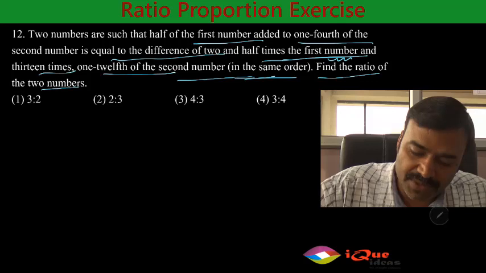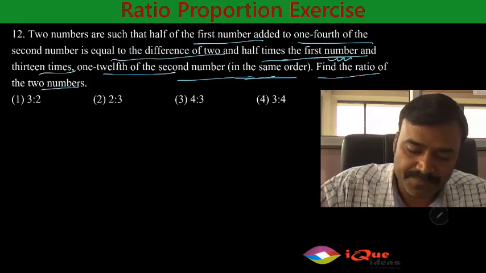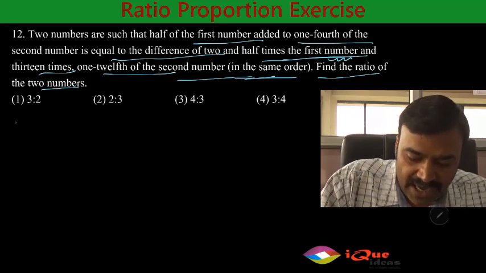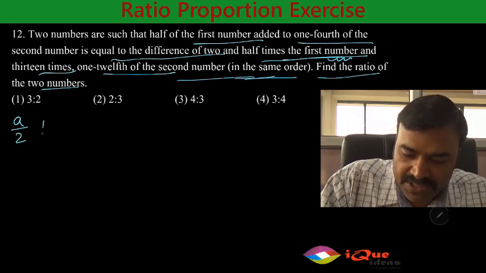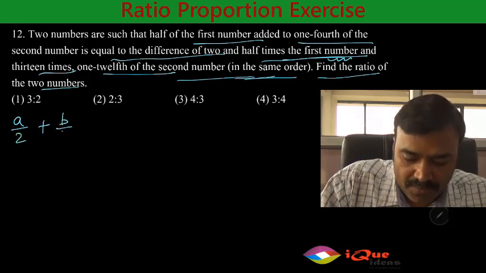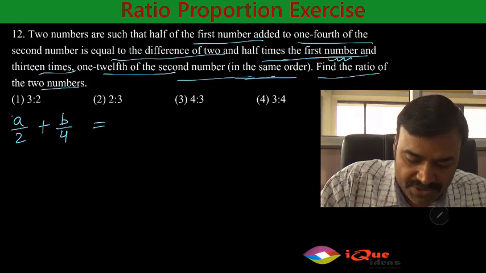Find the ratio of the two numbers. Perfect. Let's say the numbers are a and b. The first information says half of the first number, so a by 2, plus 1/4 of the second number, that is b by 4. These two are added.